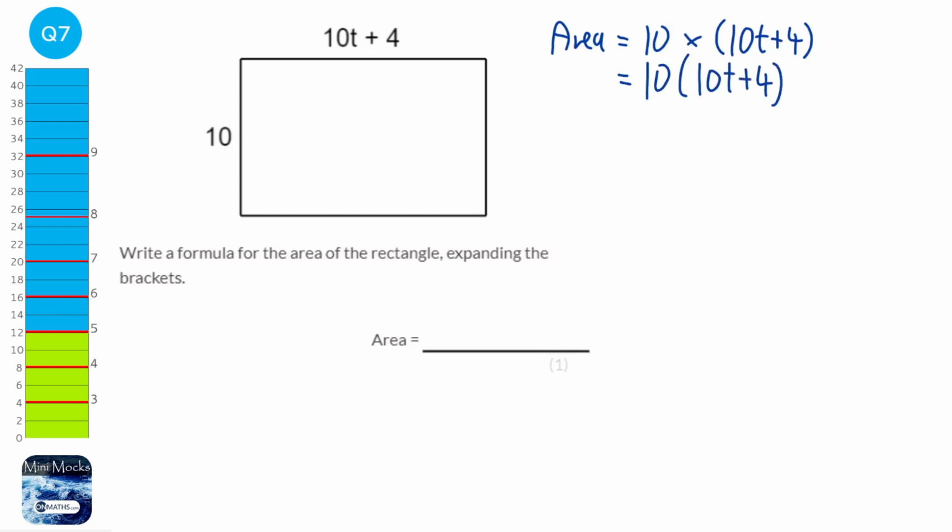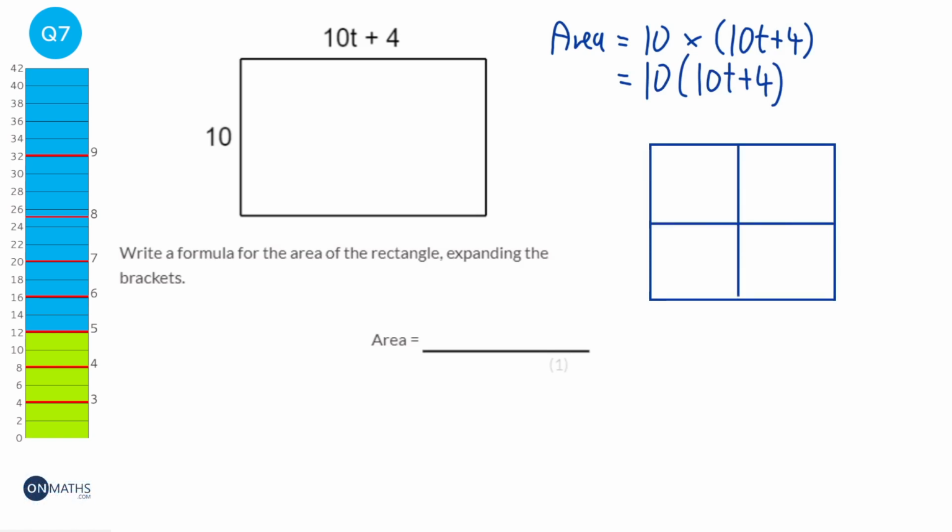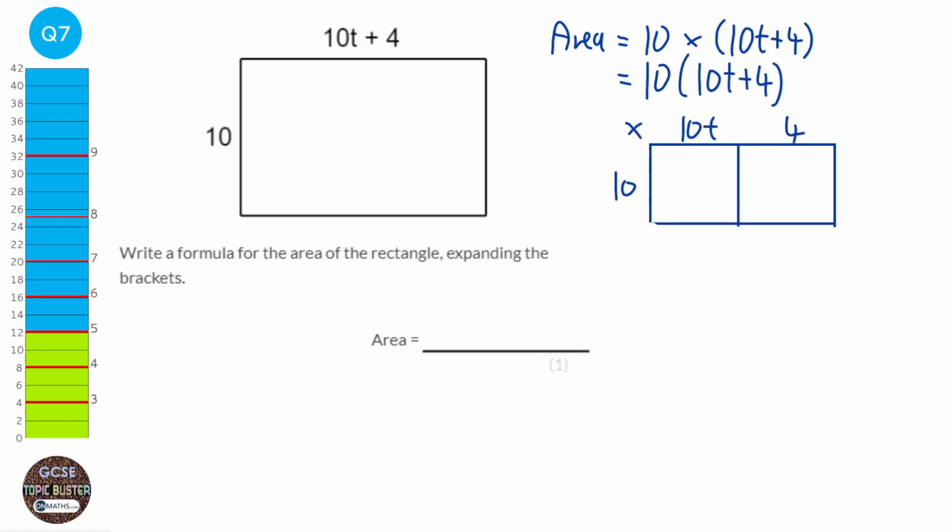And whichever method you use to expand brackets, feel free to do it here. I'm going to just do the grid method, but whatever method you prefer. So we've got 10 times 10t plus 4. So we're timesing them, so 10 times 10t, 10 times 10 is 100, so it'd be 100t, 10 times 4 is 40. So our answer will be 100t plus 40.